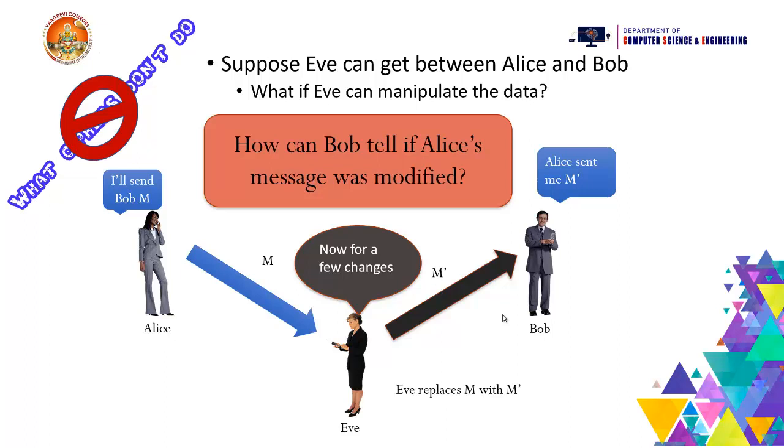Those modifications cannot be identified by Bob because ciphers only provide confidentiality. So it does not provide protection against message modification. To identify such modifications, we use a hash. Hash functions provide protection against message modification, and they provide the data integrity service.